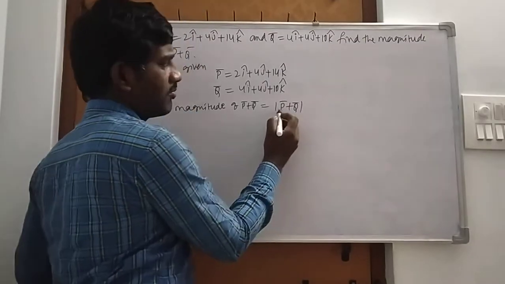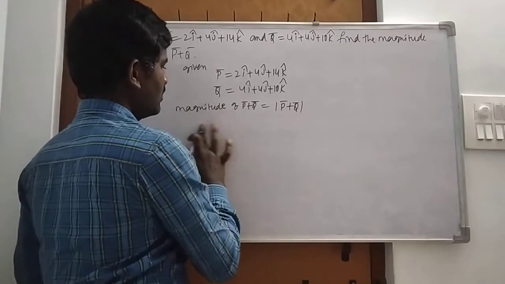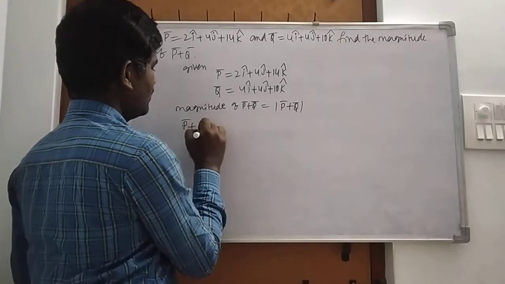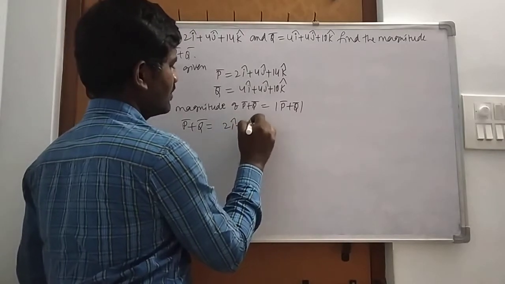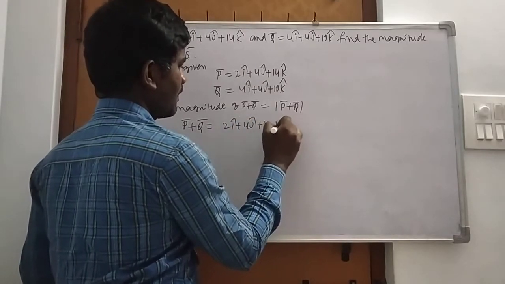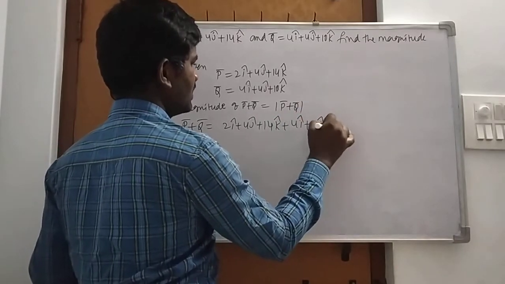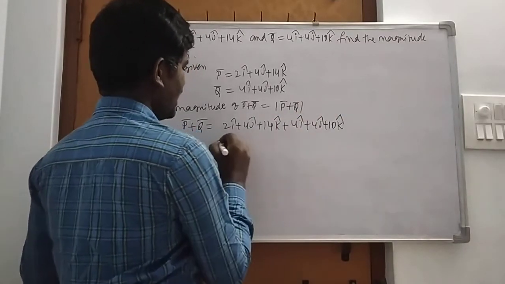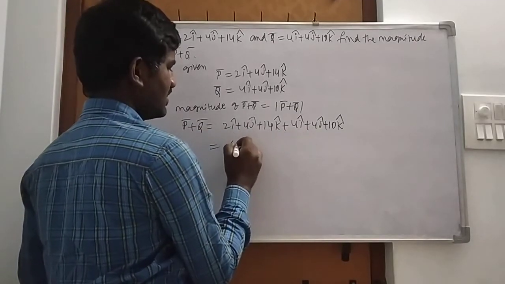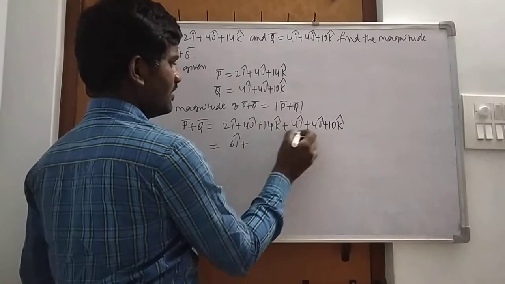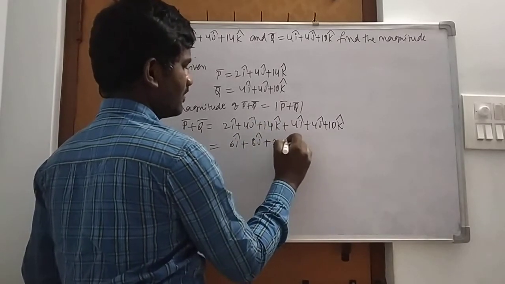So to find mod of P plus Q, we first need to find P plus Q. P plus Q is equal to 2i plus 4j plus 14k plus 4i plus 4j plus 10k. Add the i terms, the j terms and the k terms: 2i plus 4i is 6i, 4j plus 4j is 8j, 14k plus 10k is 24k.